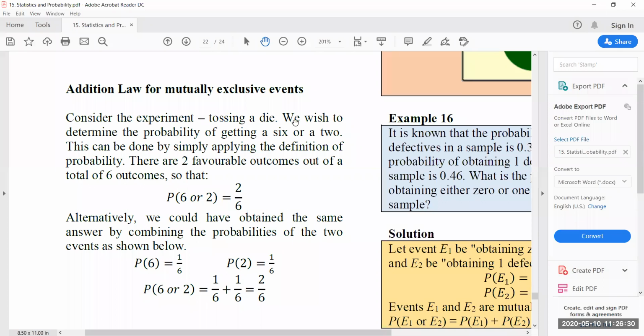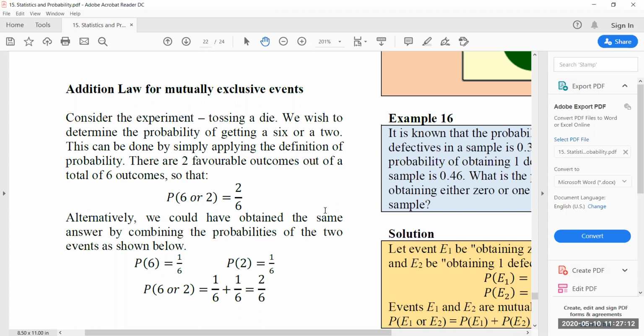Consider the experiment of tossing a die. We wish to determine the probability of getting a 6 or a 2. This can be done by simply applying the definition of probability. There are 2 favorable outcomes out of a total of 6 outcomes, so it's 2 out of 6. Alternatively, we could have obtained the answer by combining the probabilities of the 2 events. P of 6 is 1/6, and P of 2 is also 1/6. 1/6 plus 1/6 is 2/6. Any questions?